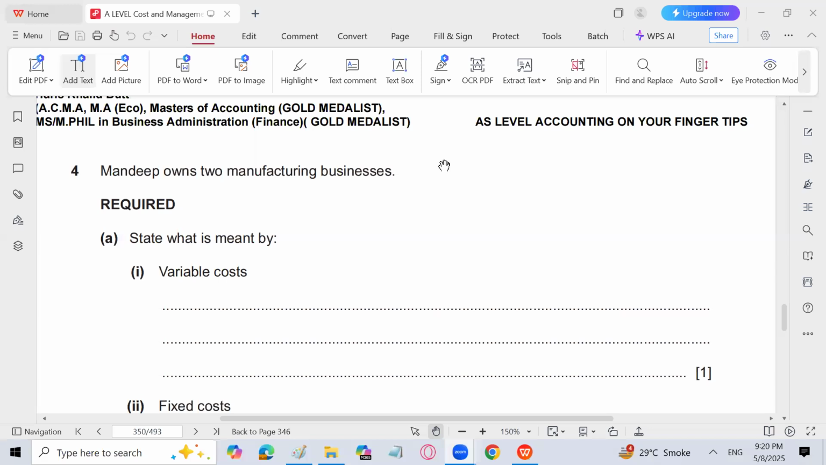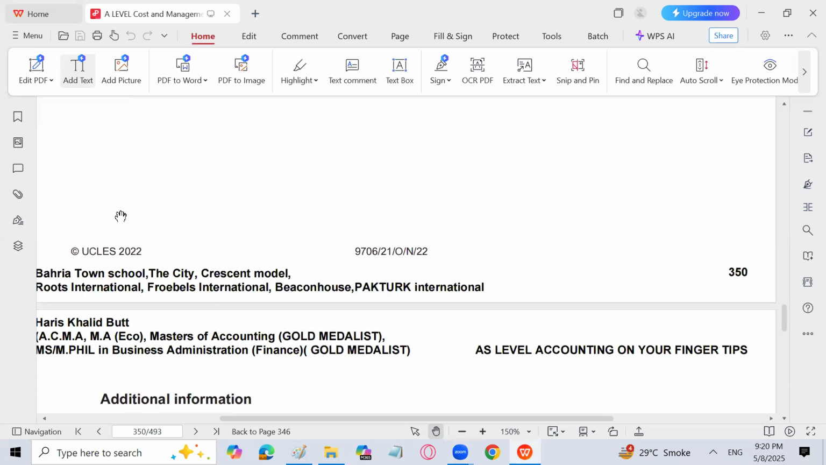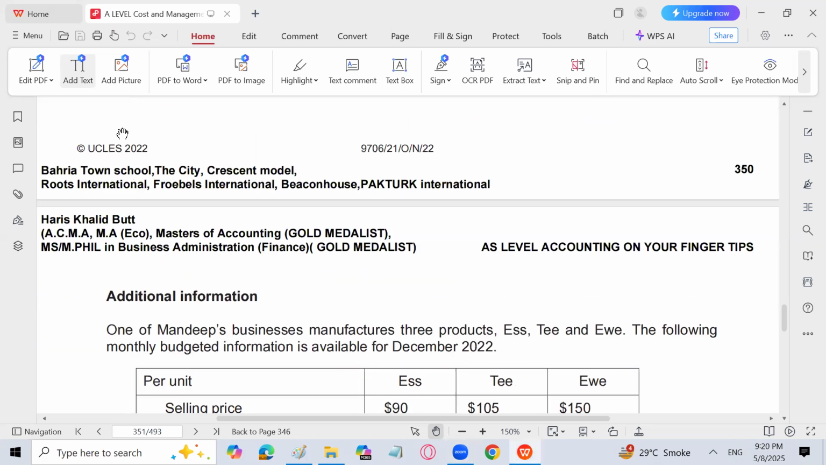Today we are going to solve a question from AS Accounting 9706 from marginal costing, and the topic is limiting factor. This question has come in October-November 22-21, which is the variant for which we are solving the question.